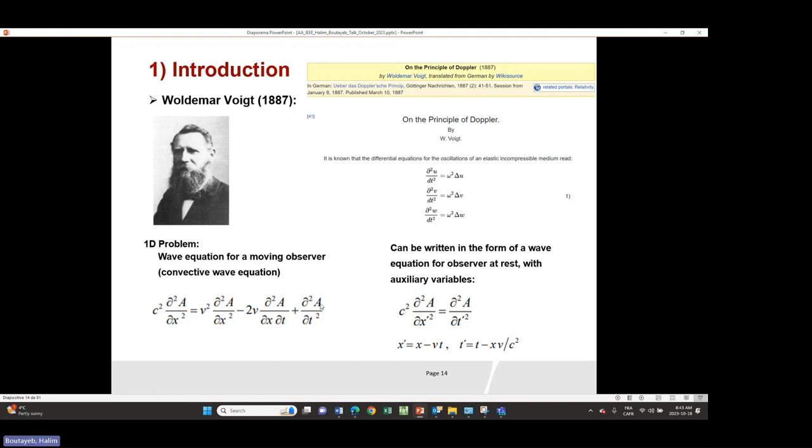So he wanted to write this equation in this form. This is a classical wave equation.